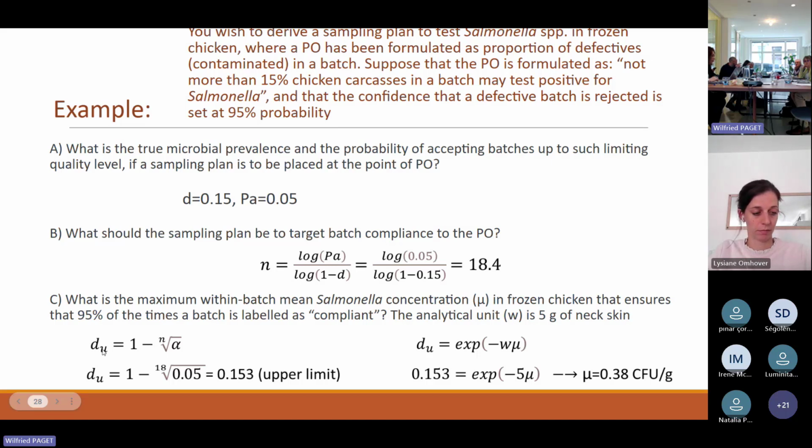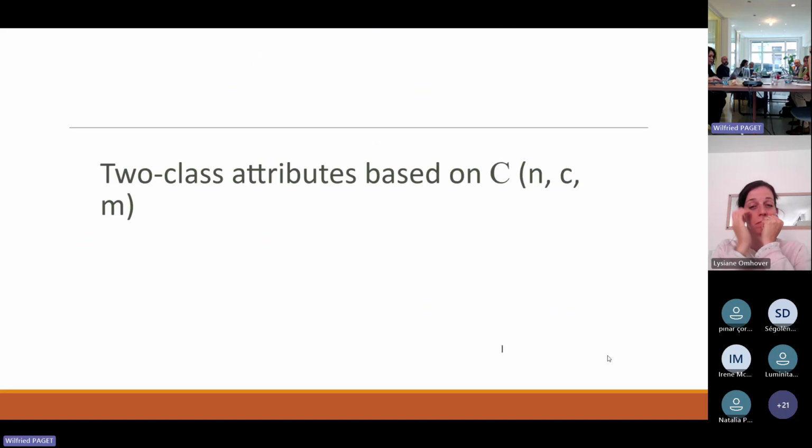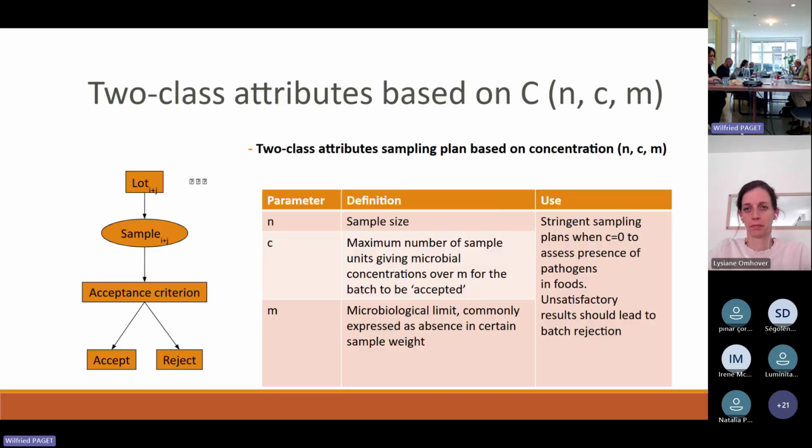So this is just a matter of replacing in equations. You have to find the upper limit for the prevalence. You have alpha, which is the risk. So the upper limit will be 15.3%. Knowing the upper limit, you can use the fourth equation, and you know that the weight is 5 grams. Therefore, you can determine the limiting quality level of the batch, which is 0.38 CFU per gram. You may think this is very low, but this is frozen chicken.